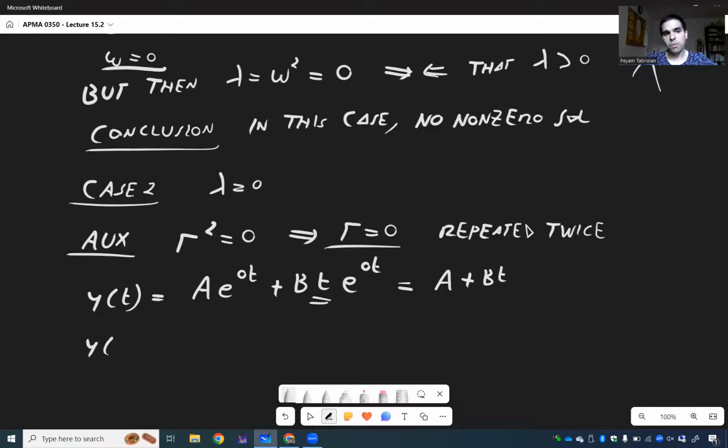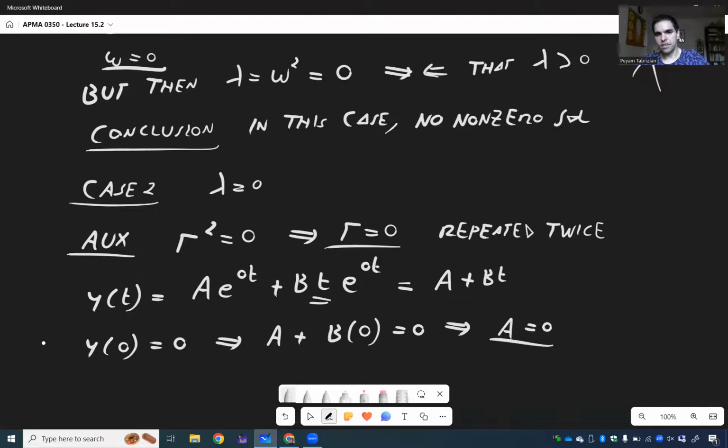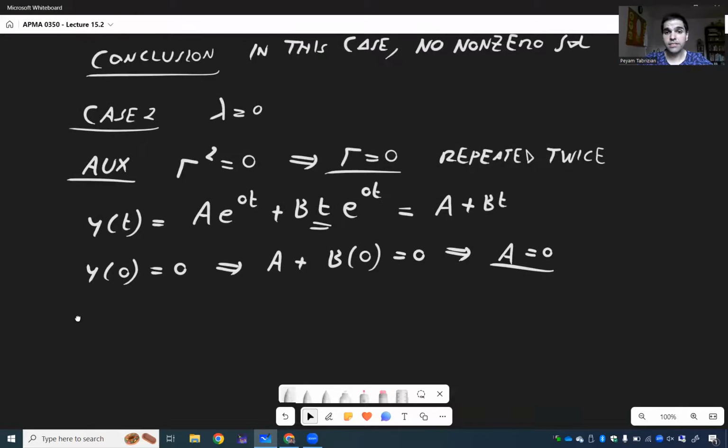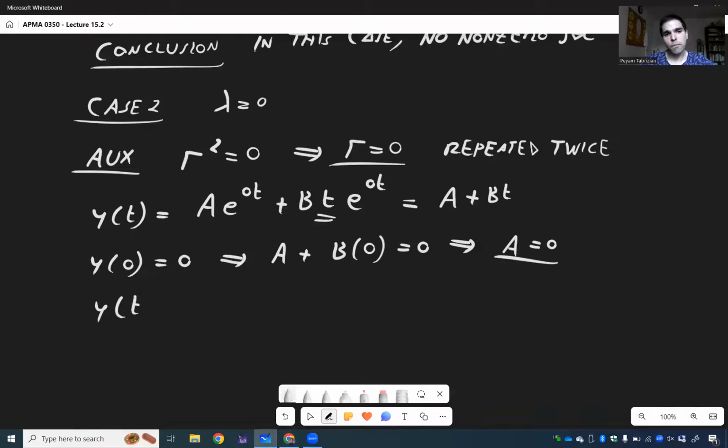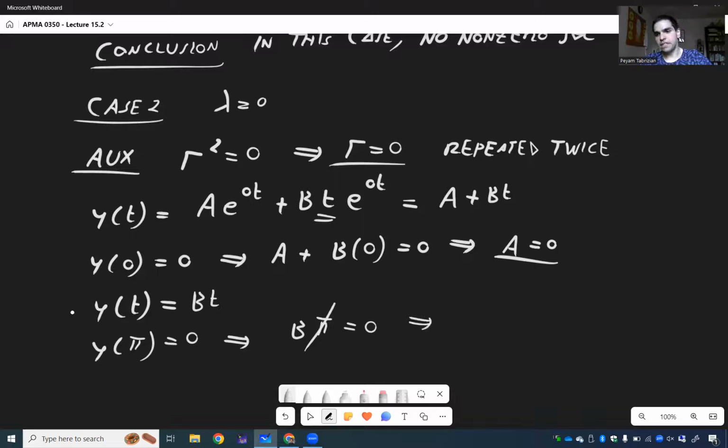And then once again, you plug in y of 0 equals 0. That tells you a plus b times 0 equals 0, and therefore a equals 0. So in this case, y is 0 plus bt, so just bt. And then we have y of pi equals 0. That tells you b pi equals 0. You can divide by pi, and then you get b equals 0.